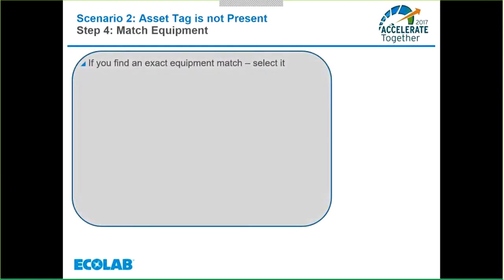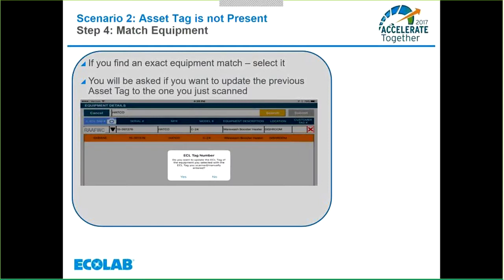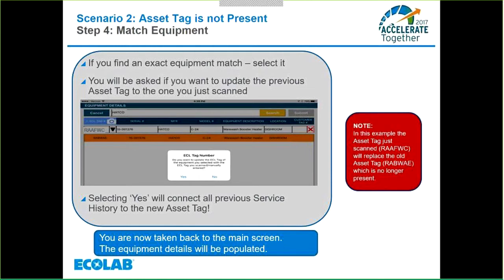Step 4. If you find an exact match selected, you will be asked if you want to update the previous asset tag to the one you just scanned. Selecting yes will connect all previous service history with the new asset tag. You will now be taken back to the main screen and the equipment details will be populated. Note, in this example, the asset tag just scanned, which is RAAFWC, will replace the old asset tag selected, RABWAE, which is no longer present and cannot be found on the equipment.